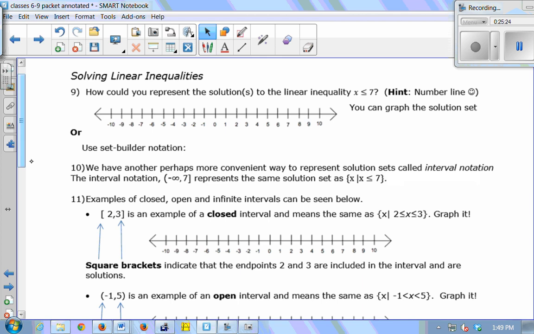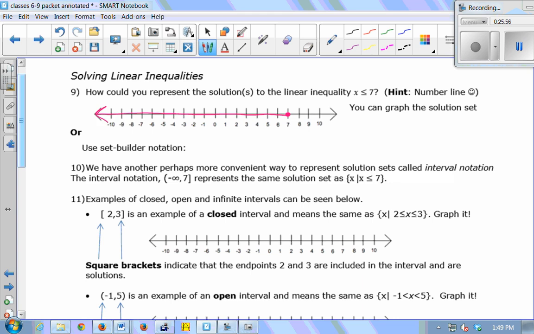Okay, next thing, solving linear inequalities. So here's an inequality, x is less than or equal to 7. I want to graph the solution set. How do I do it? Like that. X is less than or equal to 7. So we can graph the solution set.